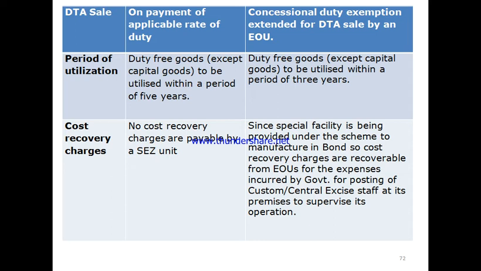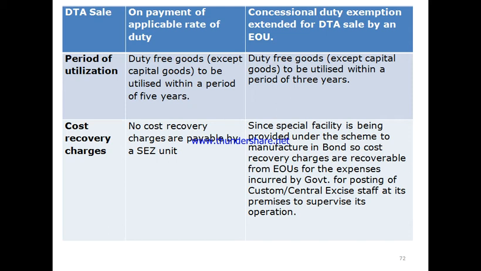But in case of EOU, you need to utilize all these benefits within 3 years. And any sale from SEZ to your DTA, or you can say domestic tariff area, is very common. We commonly see that SEZ sells their product in the domestic tariff area, but it's very rare to see any export oriented unit make a sale to the domestic tariff area.